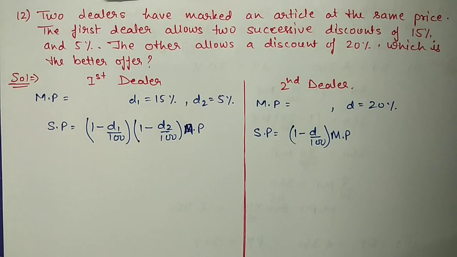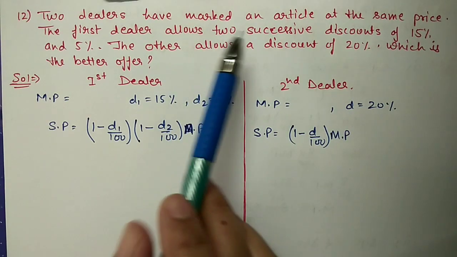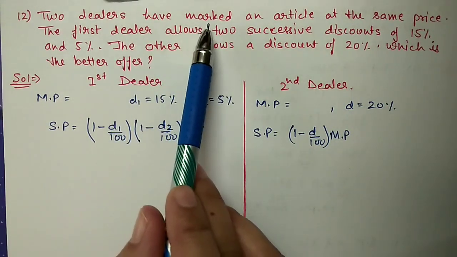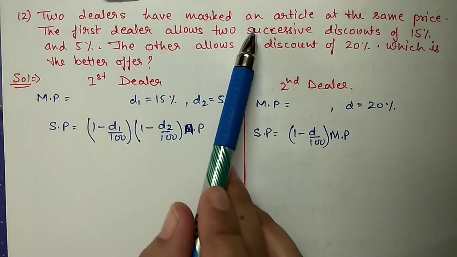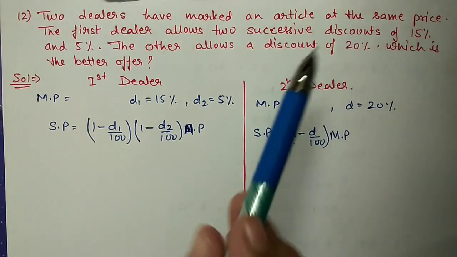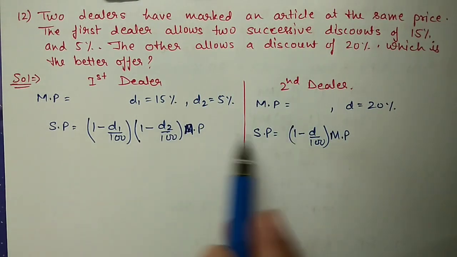Question number 12. Two dealers have marked an article at the same price. The first dealer allows two successive discounts, 15% and 5%. The other allows a discount of 20%. Which is the better offer? So, here the mark price is not given, but it is mentioned that two dealers have marked an article at the same price. So, the mark price we have to keep the same here.